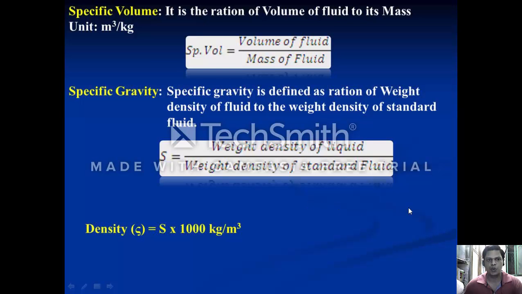Next property, specific volume. You can say that it is the reciprocal of density, or you can define it as the ratio of volume of a fluid to its mass. The SI unit for specific volume is meter cube per kg.